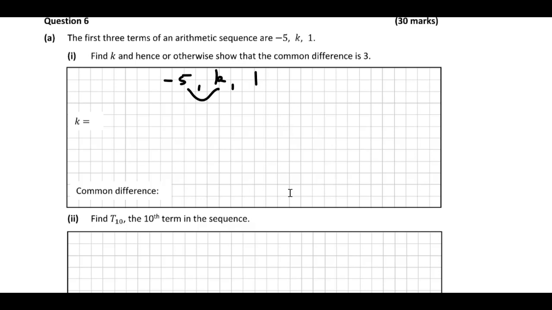If you take the difference between these two and the difference between these two, they should be equal. So in other words, if you take k minus minus 5, it should be exactly the same as 1 minus k.